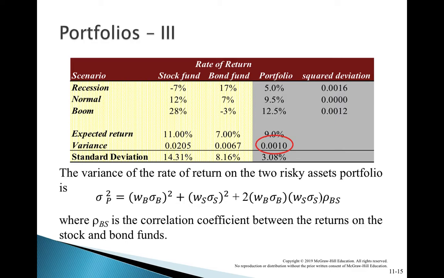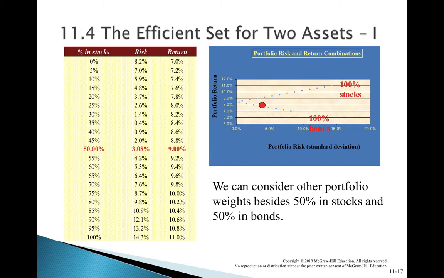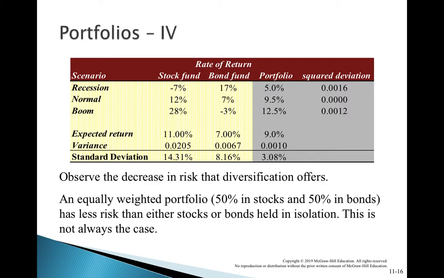Again I am reading: weight of bond square, standard deviation of bond square, plus weight of stock square multiplied by standard deviation of stock square, plus 2 multiplied by weight of bond multiplied by weight of stock multiplied by standard deviation of bond multiplied by standard deviation of stock multiplied by correlation of bond and stock. This is the way some of the authors represent it. Both ways the same answer will come. Now using that we got the standard deviation of the portfolio, 3.08.